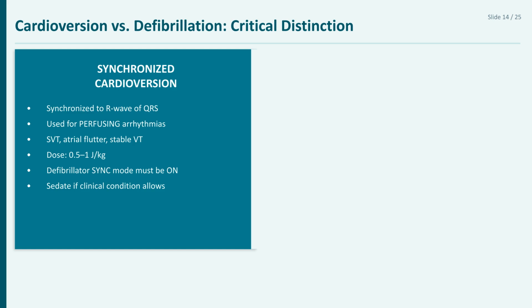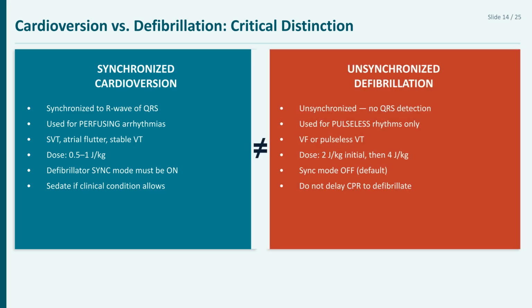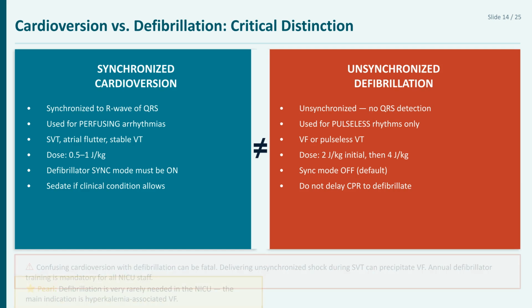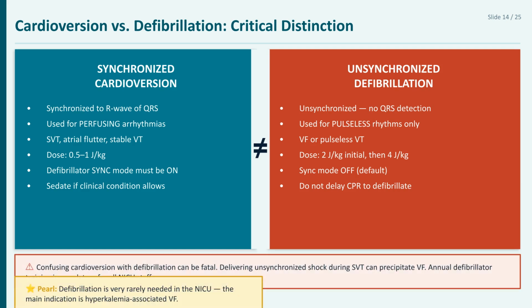Cardioversion is synchronized to the R wave of the QRS, used for perfusing arrhythmias like SVT, and requires the defibrillator's sync mode to be ON. Defibrillation is unsynchronized, used for pulseless rhythms only, such as VF or pulseless VT, and the sync mode should be OFF. Confusing these two can be fatal. Do not delay CPR for defibrillation.